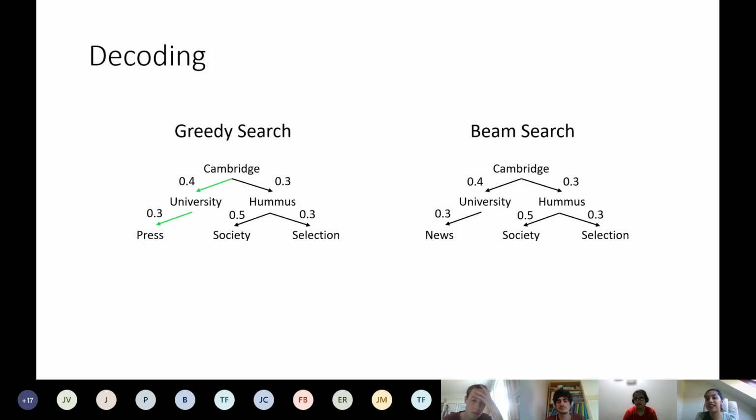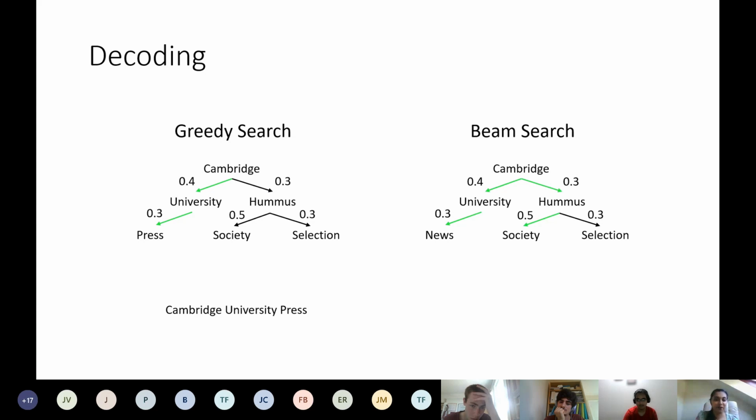So from hummus, it could be society or selection. And then from university, there's only one word, it's news. From these, you will pick the two largest numbers. So from here, you'd pick Cambridge Hummus Society, that sums to 0.8, or you'd pick Cambridge University News, that sums to 0.7. I didn't realize I changed the word.